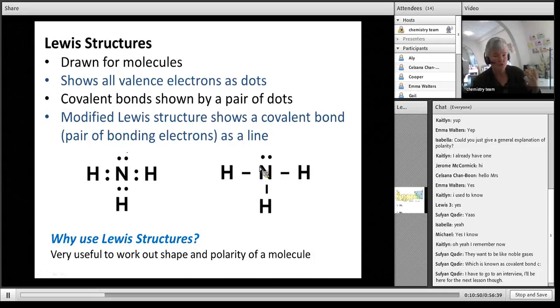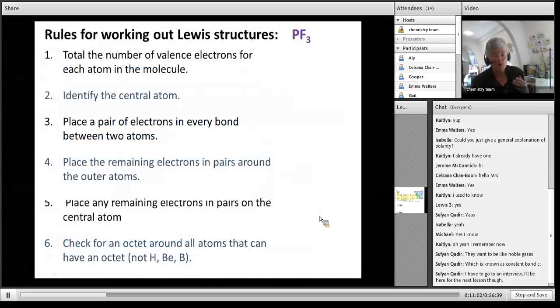And that's why if you've drawn the Lewis structure, you can quickly see I've got 4 regions around the central nitrogen atom. So you can then carry on from there what the shape would be. Okay, so let's look through the rules.